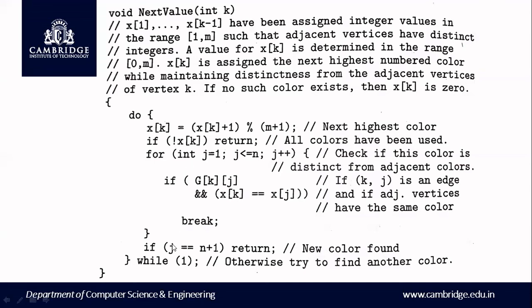Here, there are two cases where we are terminating. In the first case, when we are unable to assign the color, x of k remains as 0. In the second case, when you have assigned the color and there are no conflicts, we return. So these are the two conditions. Okay.